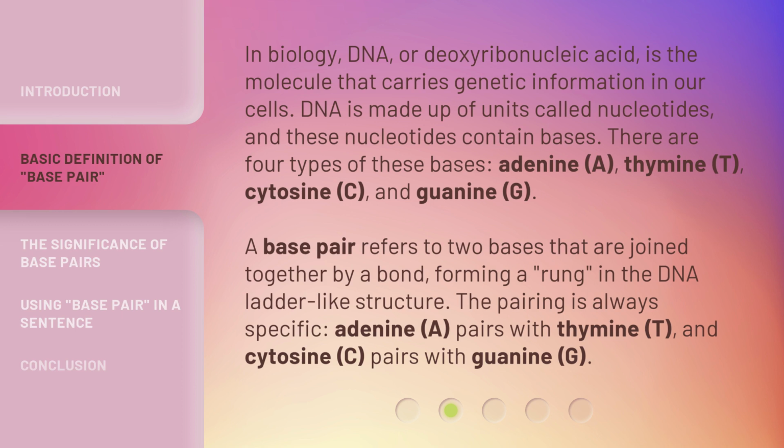A base pair refers to 2 bases that are joined together by a bond, forming a rung in the DNA ladder-like structure. The pairing is always specific. Adenine, A, pairs with thymine, T, and cytosine, C, pairs with guanine, G.